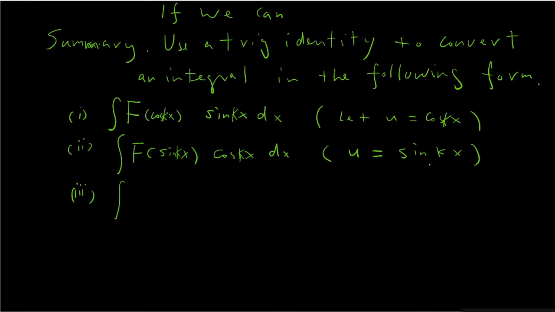The other class is to use a trig identity to convert the integral to the following form. The following form is one factor in terms of, let's say, tan of x or tan of kx.